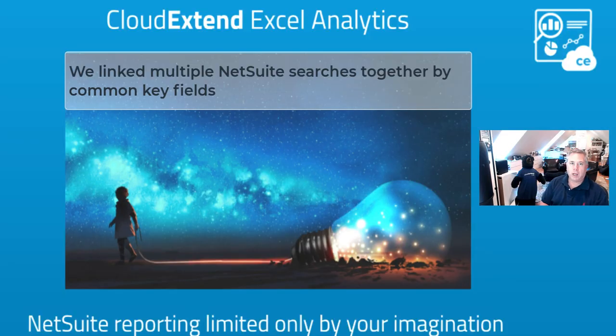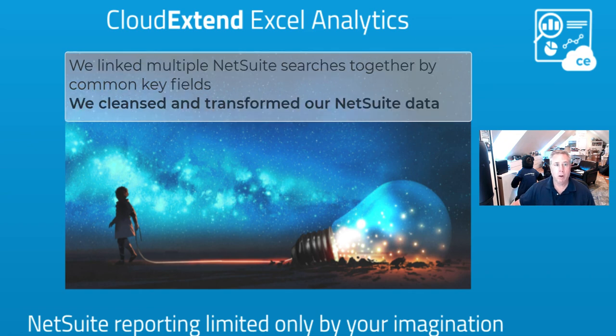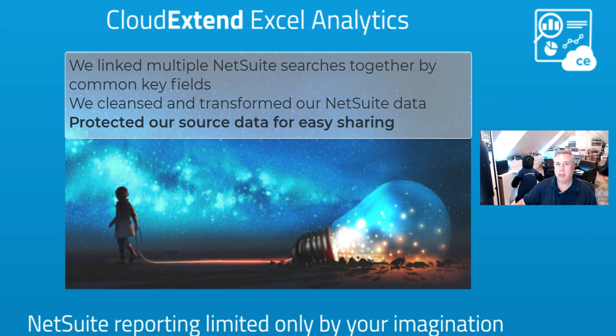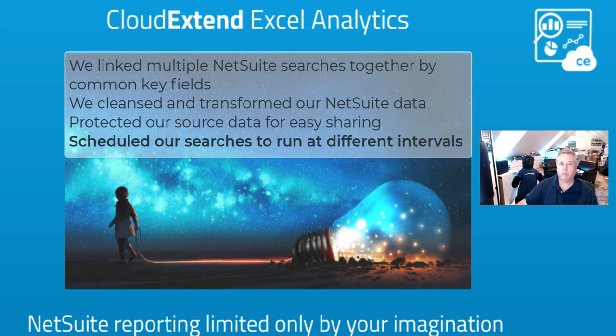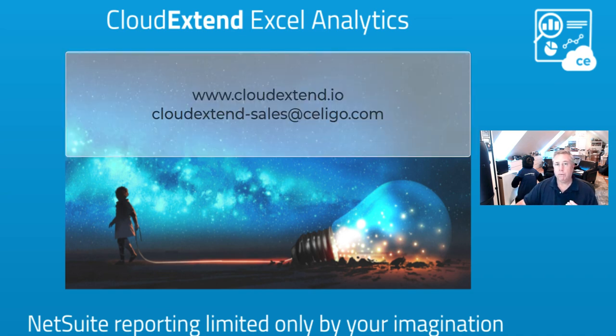In conclusion, today we learned how to link multiple data sources, or NetSuite saved searches, together by building a data model within Power Query and linking those tables together by common key fields. We also learned how to automate and cleanse the data transformation. If you recall, we transformed that date field on the employee login search. And we protected our source data by keeping it separate from our analysis, thereby also making it easy to share the source data with other users. And because that source data is updated on a schedule via CloudExtend, it's really as up to date as you want it to be.